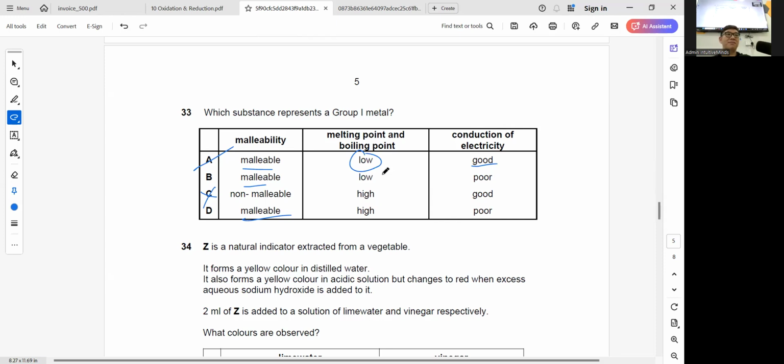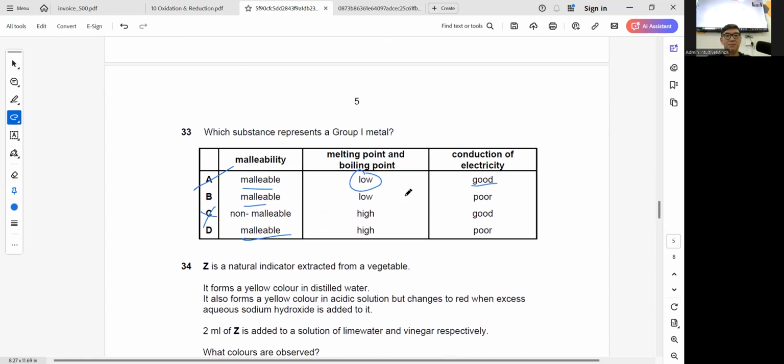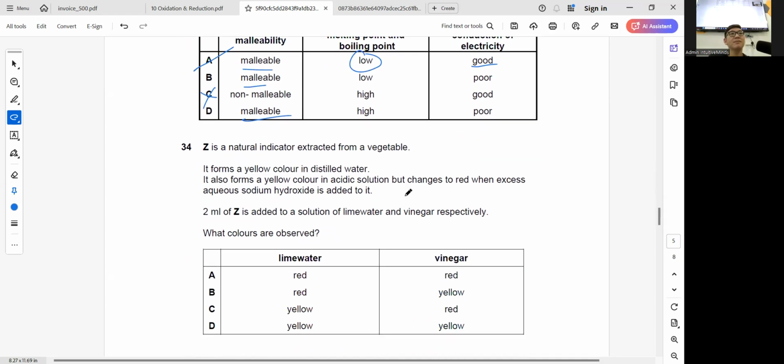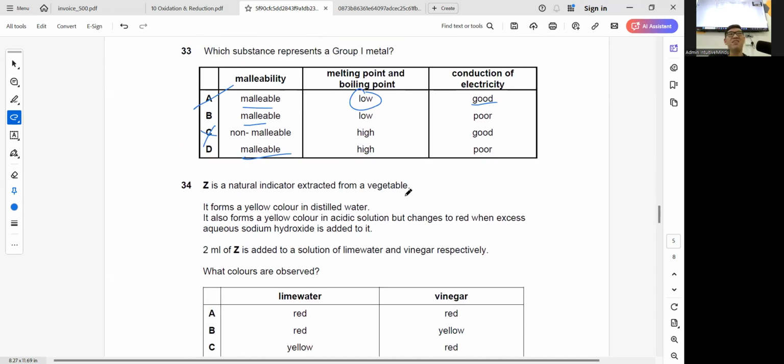Now, group 1 metals have low melting and boiling points. You've got to take note of that. They're low in the sense that they should be higher as a metal, but they're not. If you compare with other metals like zinc, iron, aluminium, they have way higher melting points than group 1 metals like cesium.